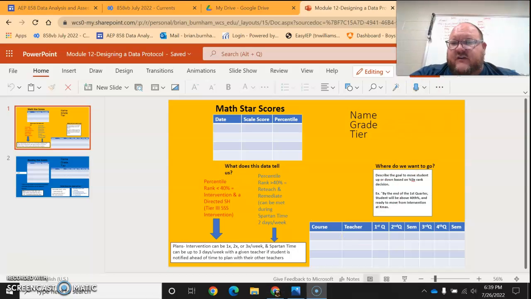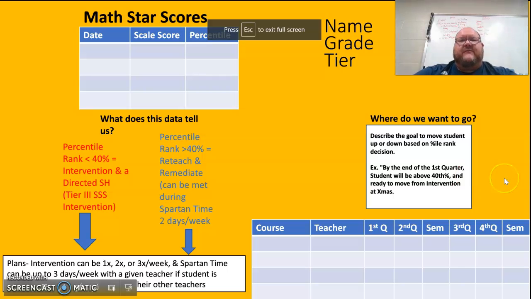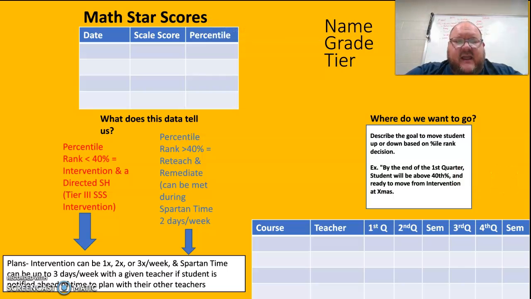So the first one that I want to show you guys is how I did it the first time through. We had PowerPoint slides, and I was reading math. And like I said, this is reading and math, so I'll show you the reading second. Basically, we're going to take the STAR assessment, have a date. It gives us a scale score, and then they'll have a percentile rank. If that percentile rank is below 40, then we're going to have intervention, probably a directed study hall. These are tier 3 students with IEPs, probably going to have schedule changes and things like that because we have to be in a directed study hall to serve these interventions. Intervention can be 1, 2, or 3 times a week.